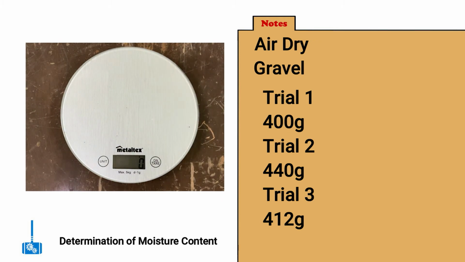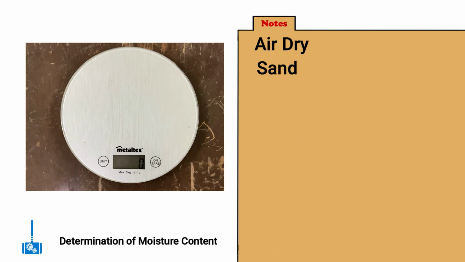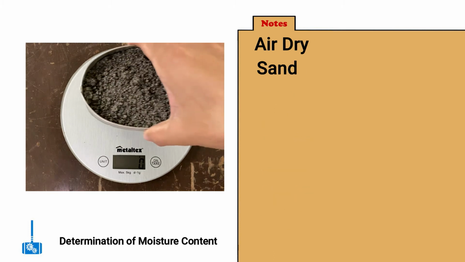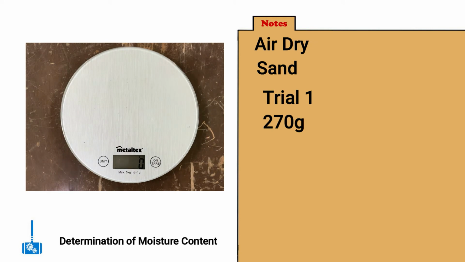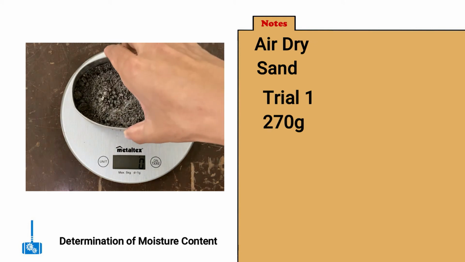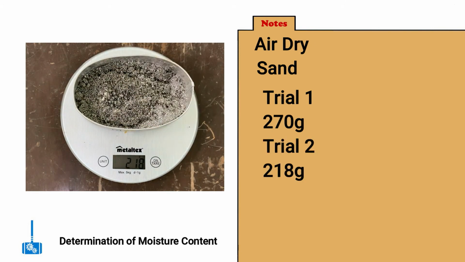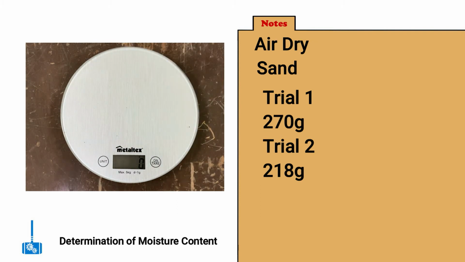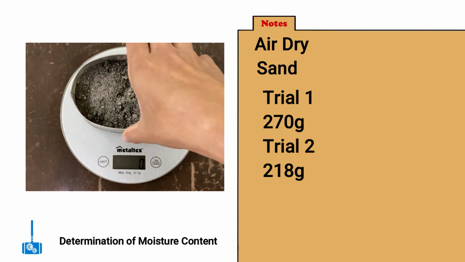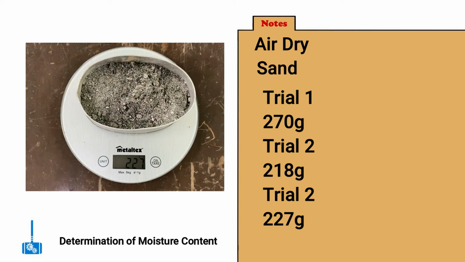Next, we'll be testing our sand. So our first trial, or our first pan, would be 270 grams. Second would be 218 grams. And lastly would be 227 grams. So we're ready for ovening, right?